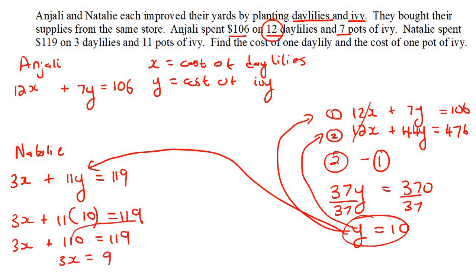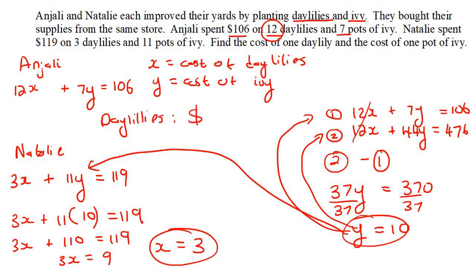How did I do that? I took the 110 over, where it became a negative. So it was 119 take away 110. Then I'm going to divide both sides by 3, and I should find out that x is 3. So the daylilies are x. They have a cost of $3 each. Always make sure you answer their question. And then the ivy, those are going to be y, which was the $10 each.